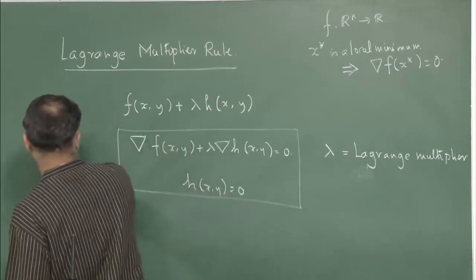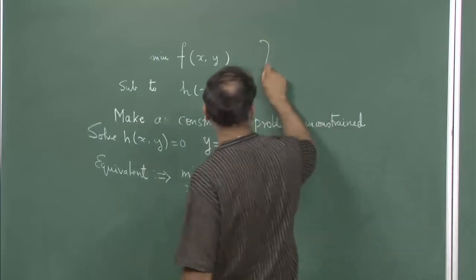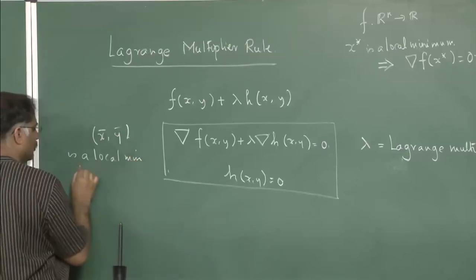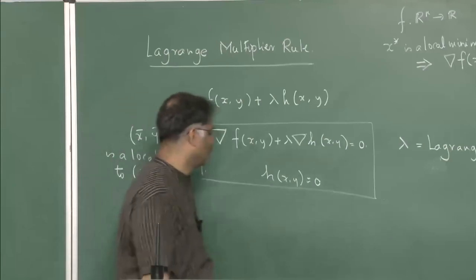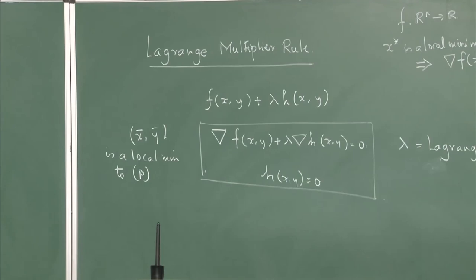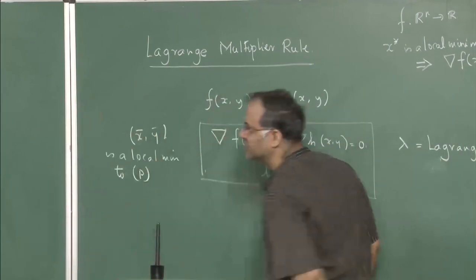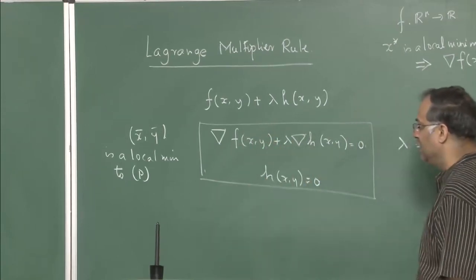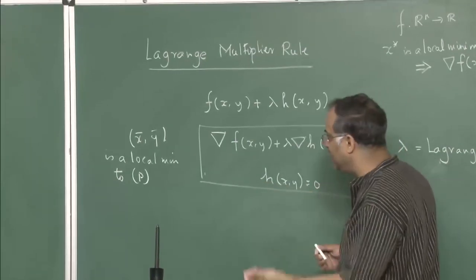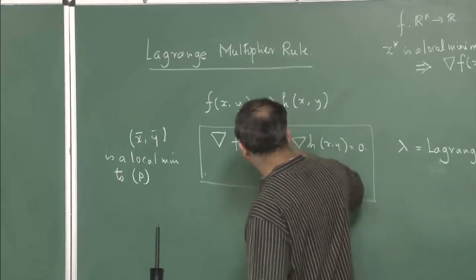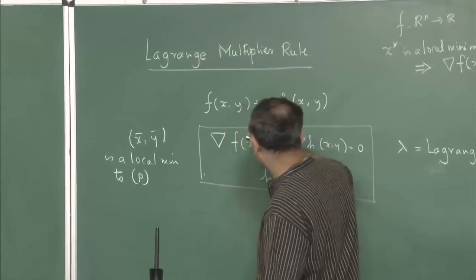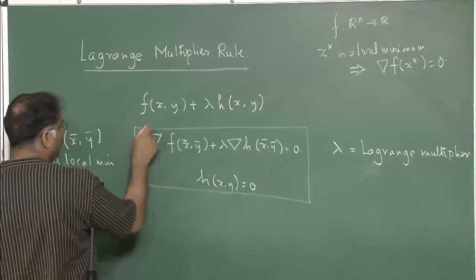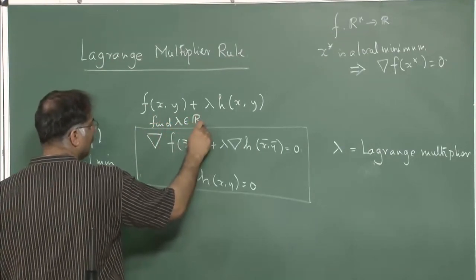So if x bar and y bar is a local minimum to this problem P, say, what is the necessary condition? What sort of condition does a local minimum to P satisfy? Lagrange did not provide a proof that any local minimum would actually satisfy a thing like this. If you are using this to find at least a candidate point whom you can suspect as a local minimum, then what you should do is find a lambda in R such that this is true. So your job would be to find lambda in R such that this is true.